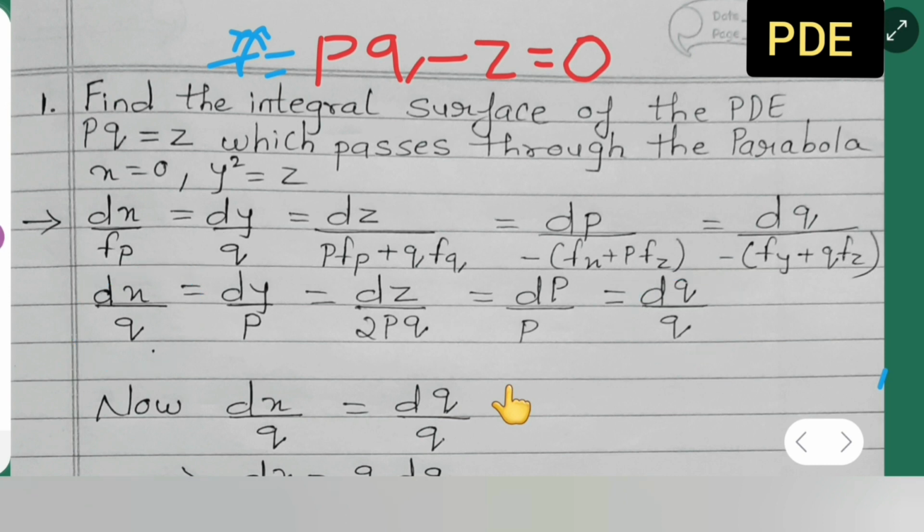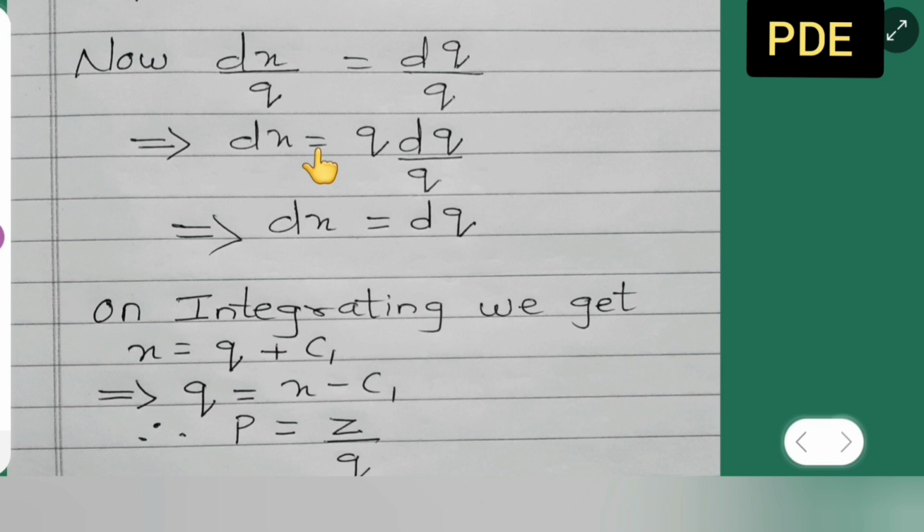Okay, so I'll turn the page. Now dx upon q is equal to dq upon q. Dx is equal to q. Take this the other side. Okay. So it will be q into dq upon q. What is going to happen here? Q term is going to get cancelled. Okay. Once this q term gets cancelled, what you'll have to do?